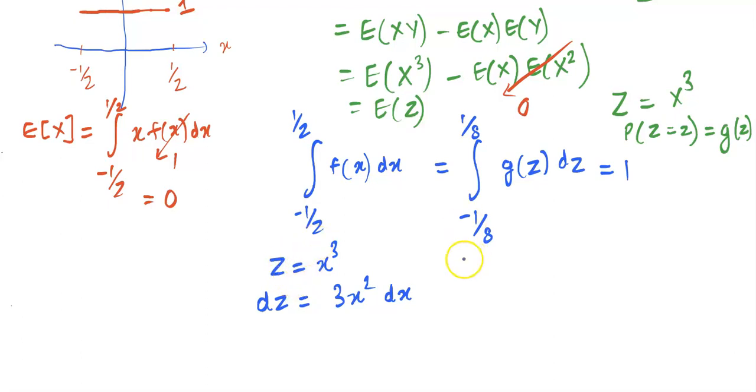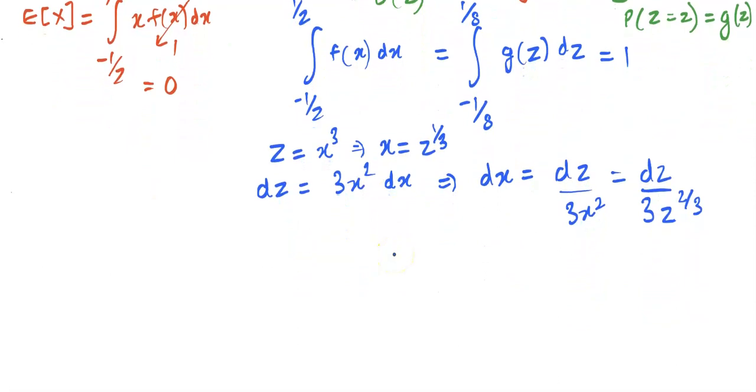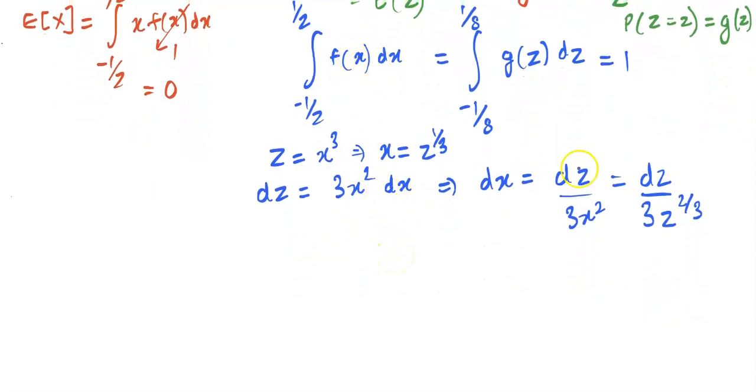Right, or that would mean dx equals dz by 3x squared. And if z equals x cube, we can say that x equals z to the 1/3. Right, so that means dx would be dz by 3x squared, so 3z to the power 2/3. Okay, that's great. So now we have x in terms of z, and we also have dx in terms of dz.